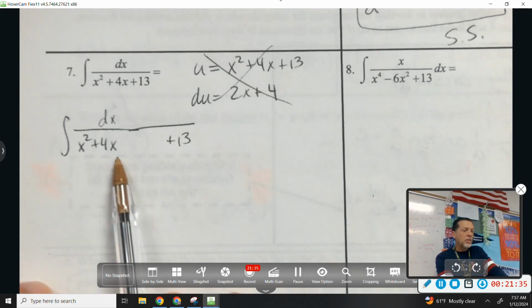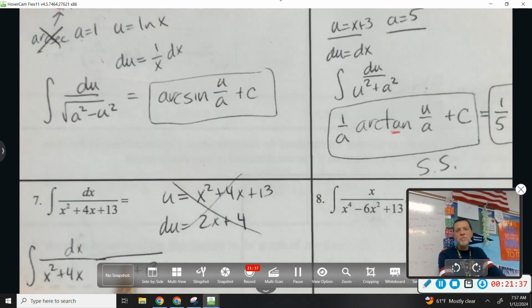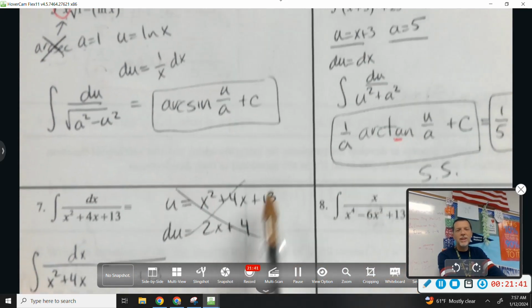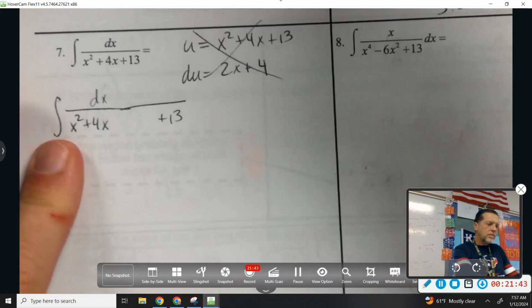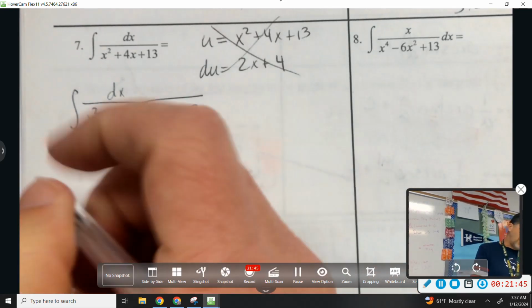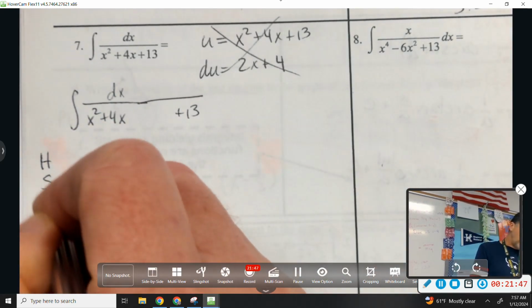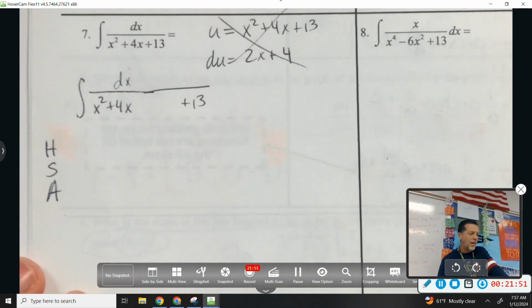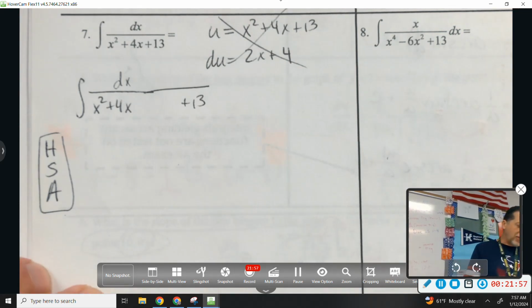Because if we complete the square, I can make this one look like number 6, sort of, kind of where we're headed here. So let's see, complete the square. The main steps of completing the square are half it, square it, add it. Now, half of what, square what, add what? Half of what? That's our most important part there.